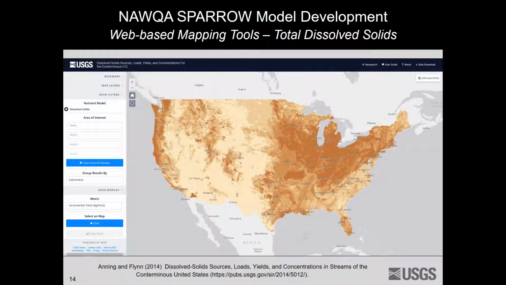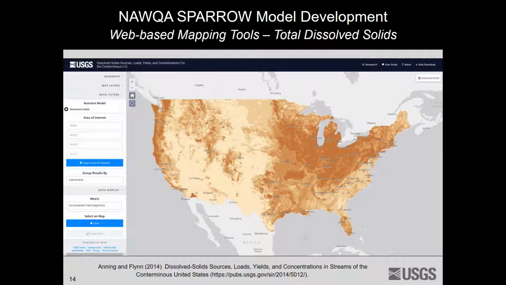We have new mapping tools, which I'll give an example of here. We built a total dissolved solids model. This was published back in 2014, and that's been available for a while now. I thought I would use it as an example for the mappers because I thought it would be the most relevant here. Now, I'm just going to focus on the mapper itself. Please feel free to take a look at the report to get more details of the TDS model.